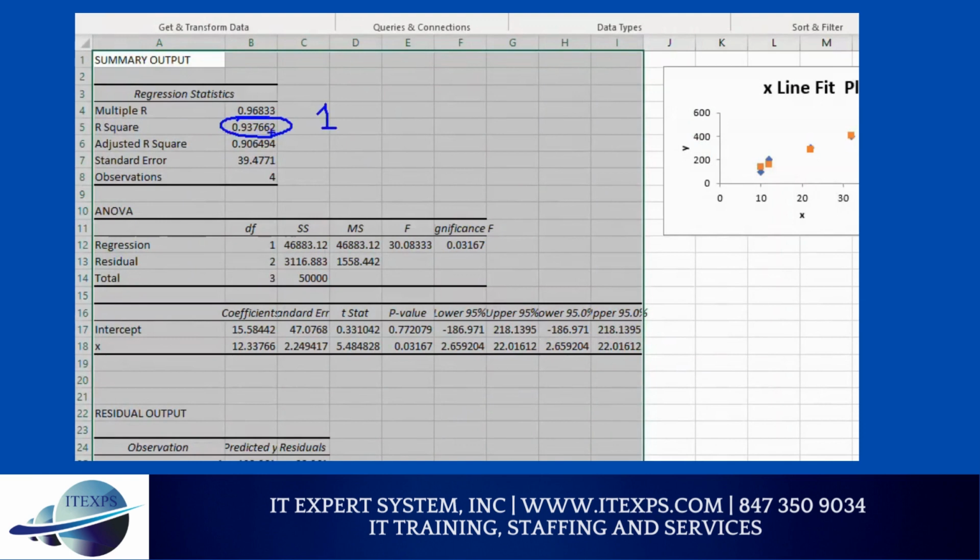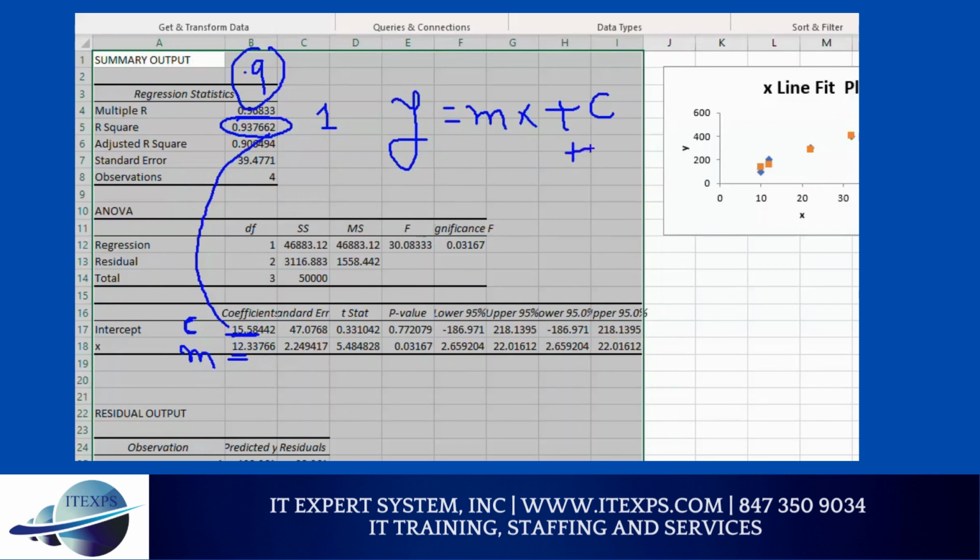It means there is an error. And you can see here, the error is 15. And your M is here, 12.33. Error is known as C. So your formula is now Y equal to mx plus C. Because your value is still greater than 0.9, it means a strong relationship. So I will take it. But because it's not 1, it's not a perfect relationship. So I have an error. So C is 15.85. And M is 12.33.